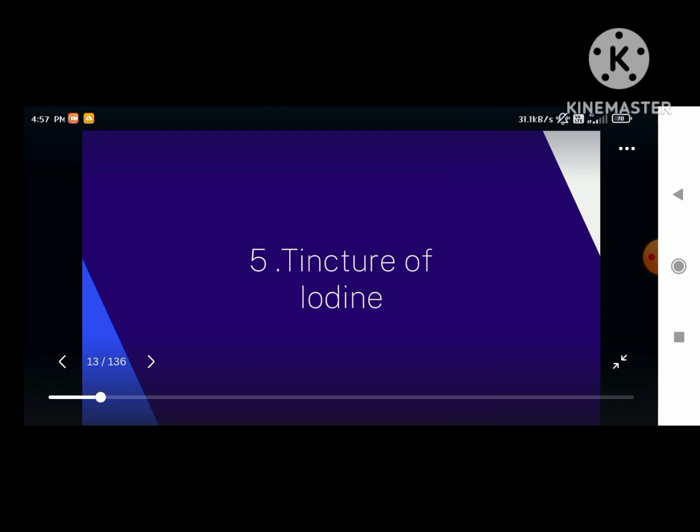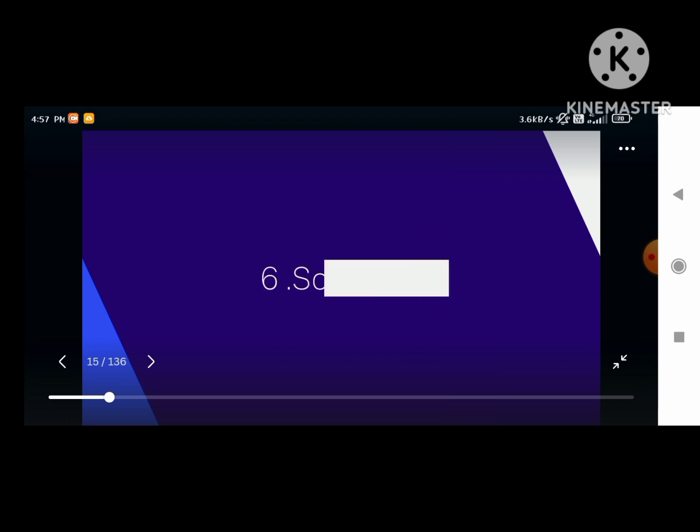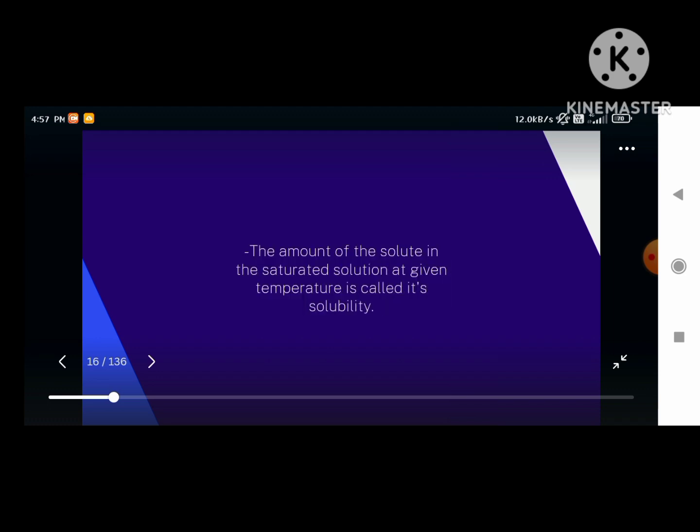Tincture of iodine. A solution of iodine in alcohol is known as tincture of iodine. It has iodine as solute and alcohol as solvent. Solubility. The amount of solute in the saturated solution at a given temperature is called solubility.